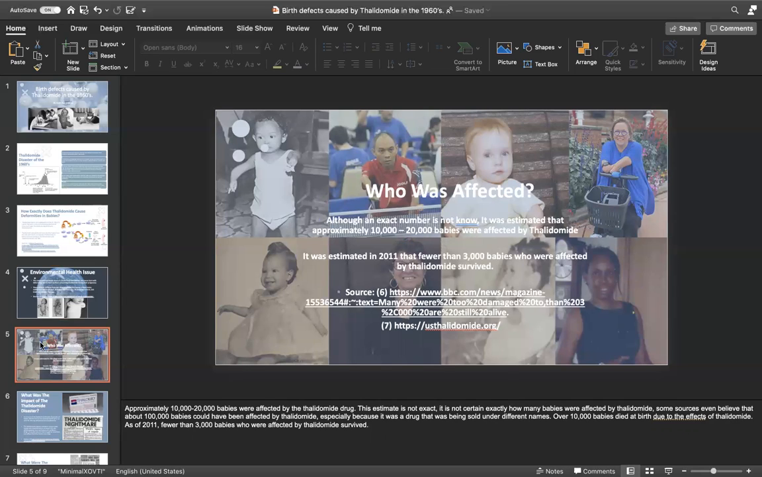So who was affected by thalidomide? Well, approximately 10,000 to 20,000 babies were affected by the thalidomide drug. This estimate is not exact. It is not certain exactly how many babies were affected by thalidomide. Some sources even believe that about 100,000 babies could have been affected by thalidomide, especially because it was a drug that was being sold under different names. Over 10,000 babies died at birth due to the effects of thalidomide. As of 2011, fewer than 3,000 babies who were affected by thalidomide survived.